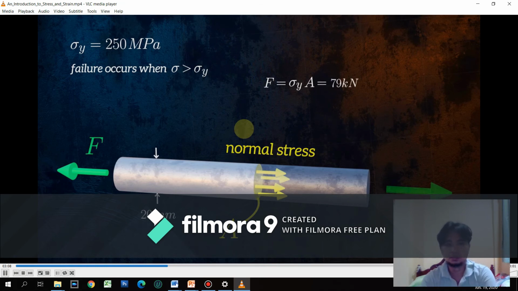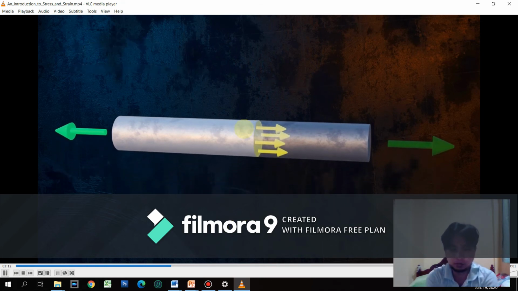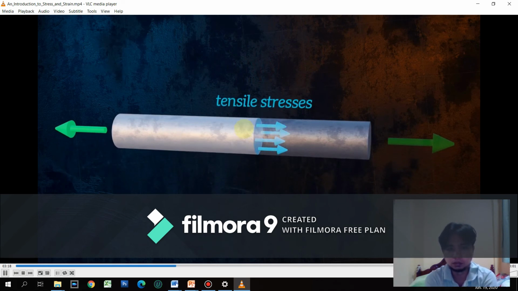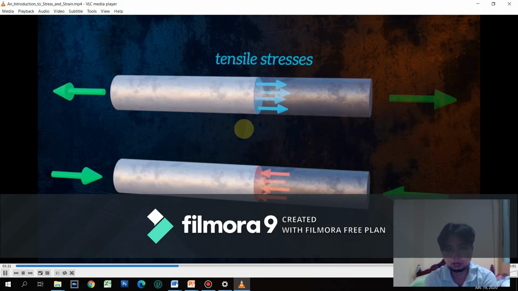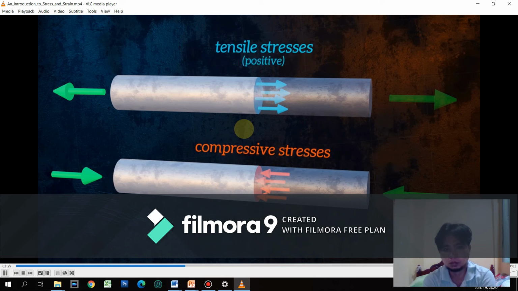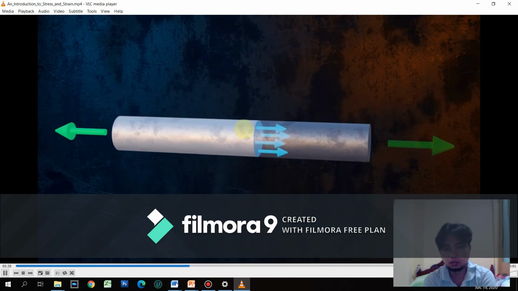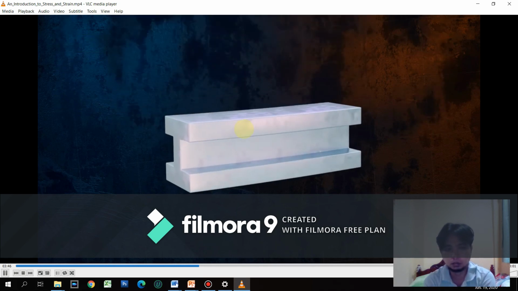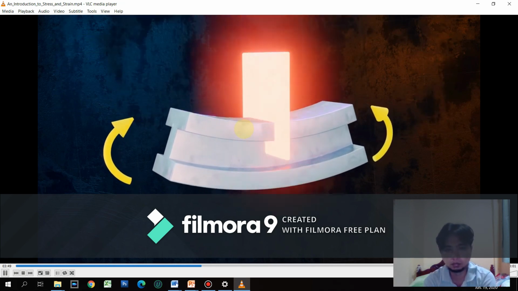Normal stress can be either tensile or compressive. In this case, the stress is tensile because the forces are stretching the bar. If the forces were trying to shorten the bar, we would have a compressive stress. The sign convention that is normally used is that tensile stresses are positive values and compressive stresses are negative values. In the case of our bar, it is reasonable to assume that the stresses are distributed uniformly across the cross-section and along the length of the bar. But this is a very simple scenario. The stress distribution in a beam that is bending, for example, will be more complex.